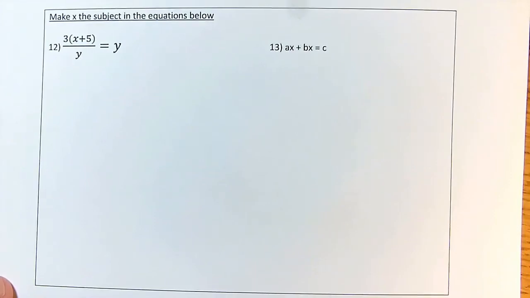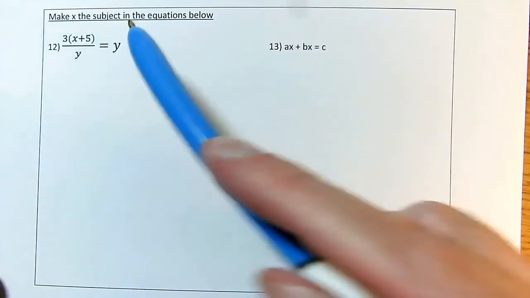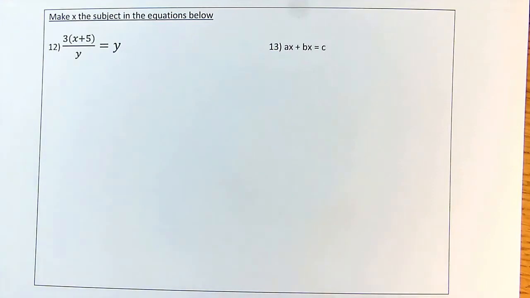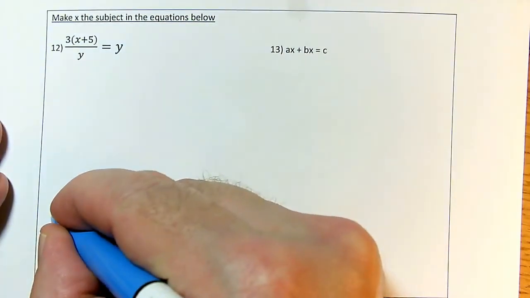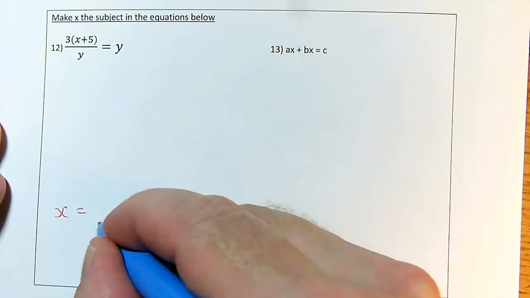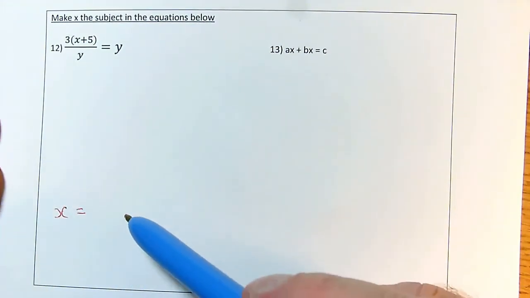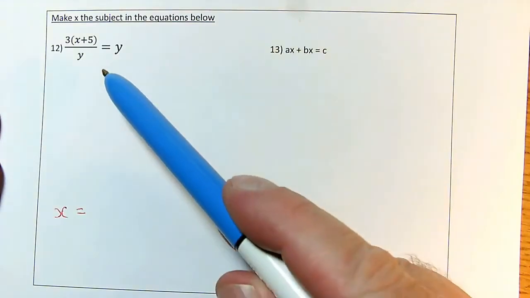Okay, in these two questions we've got to make x the subject. That means we've got to do rearranging, and when we've finished our rearranging we'll have x on its own on one side of the equation. So my answer is going to be x equals, and then the other side is going to have other letters in it. In this case it's going to have y.